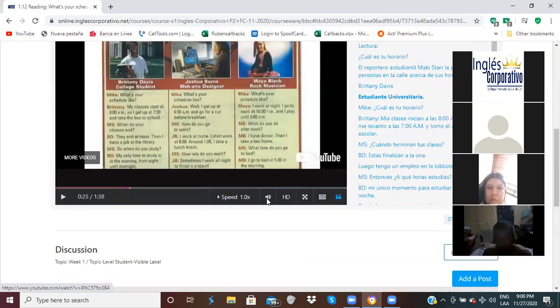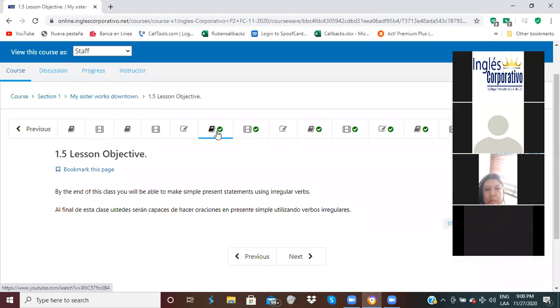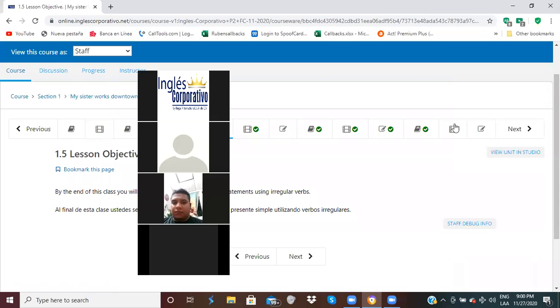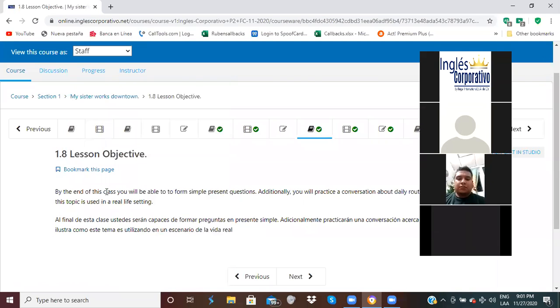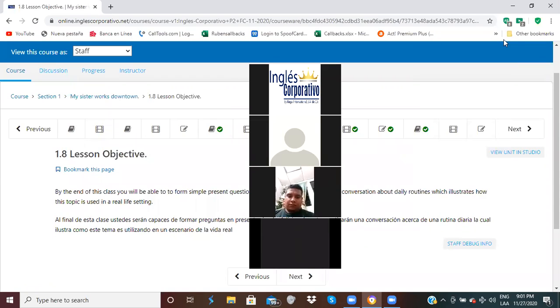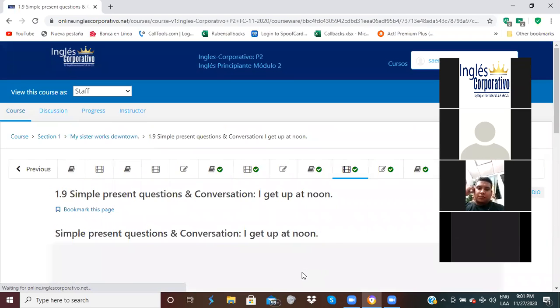So in yesterday's class, we looked at verbs. So today, we're going to get started. And we're going to be looking at section 1.8. By the end of this class, you will be able to form simple present questions. Additionally, you will practice a conversation about daily routines, which illustrates how this topic is used in a real life setting.